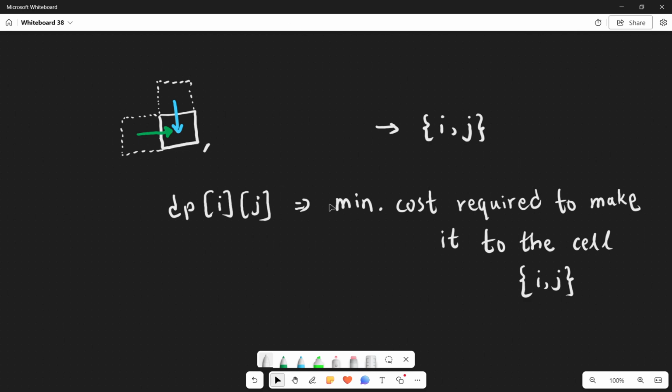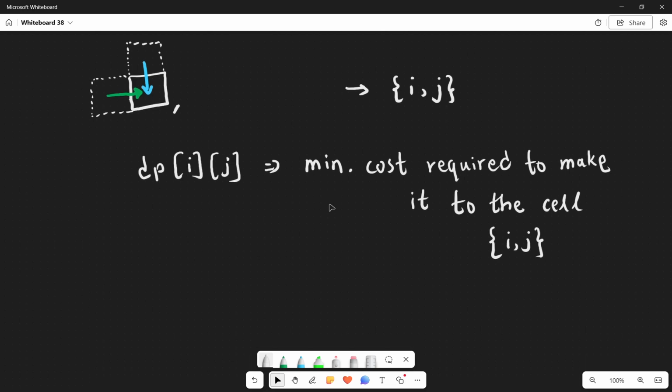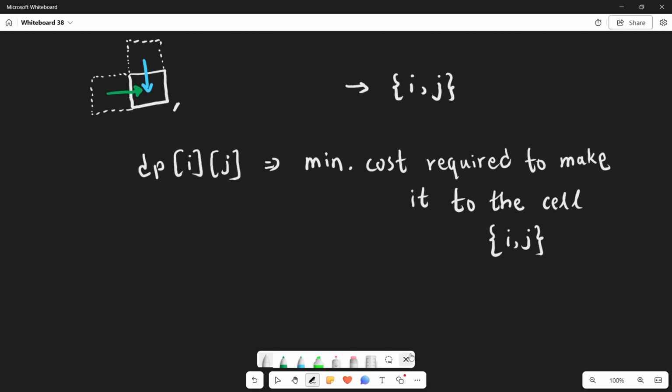So how can I do the transition? One important thing in DP, dynamic programming, is the transition, right? The most important thing in DP, I would say.